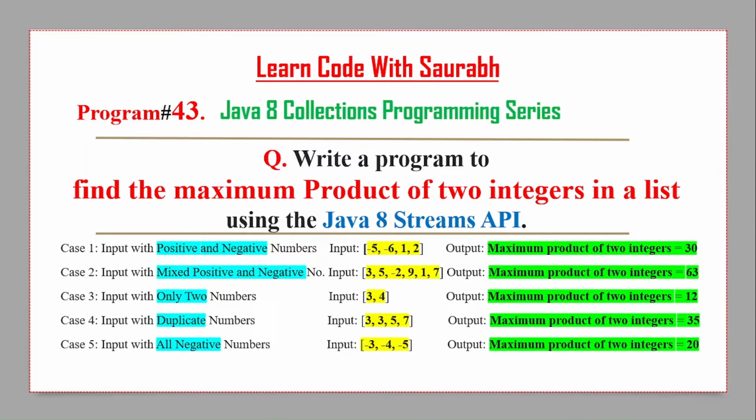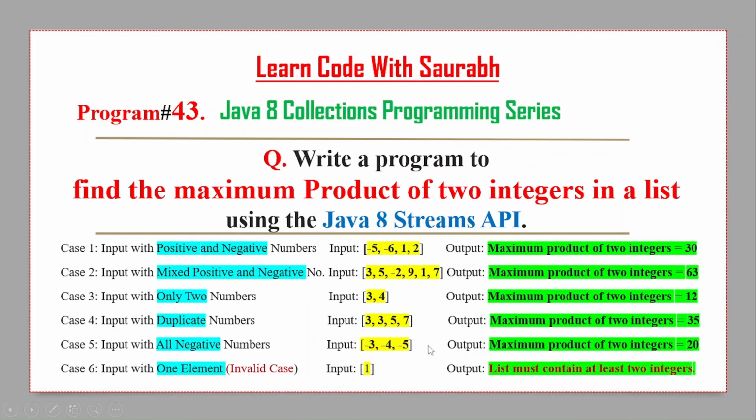And in case number 5, we will take all negative input. You can see negative input like minus 5 and minus 4 are the maximum negative values and they will be multiplied. If we multiply minus 4 into minus 5, it will give a positive value. So the maximum product of two integers is equal to 20.